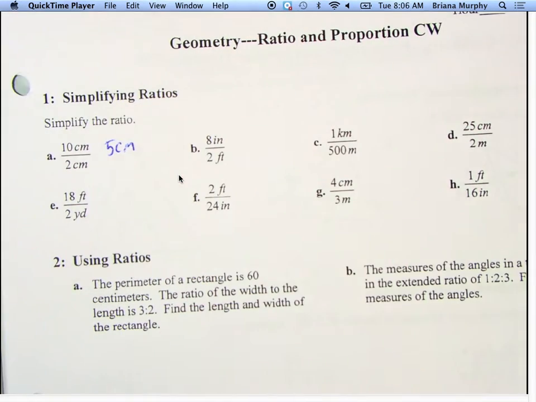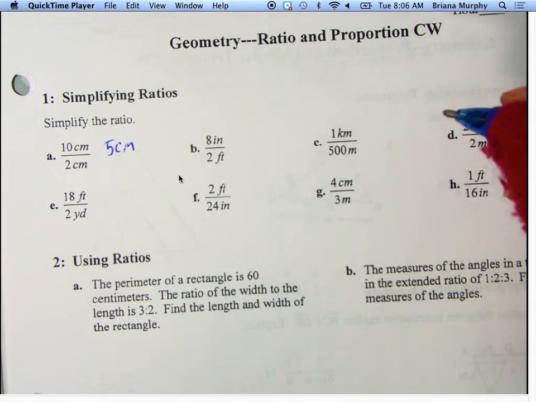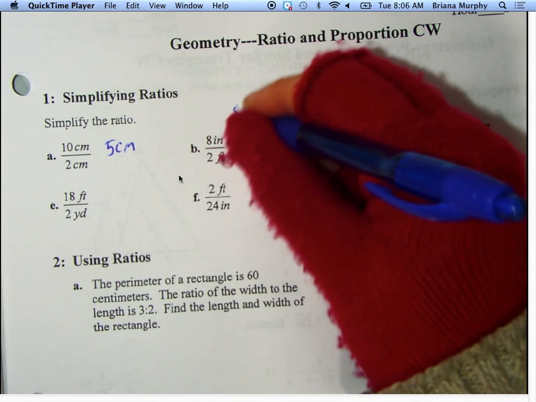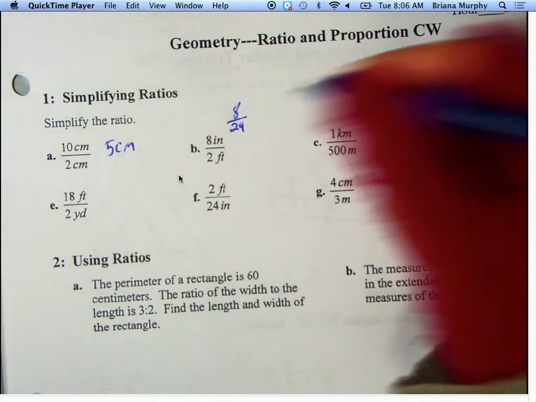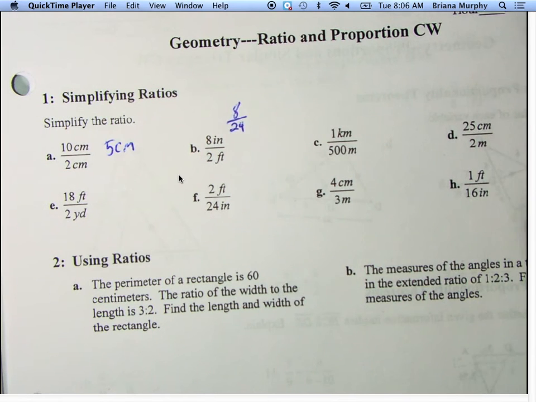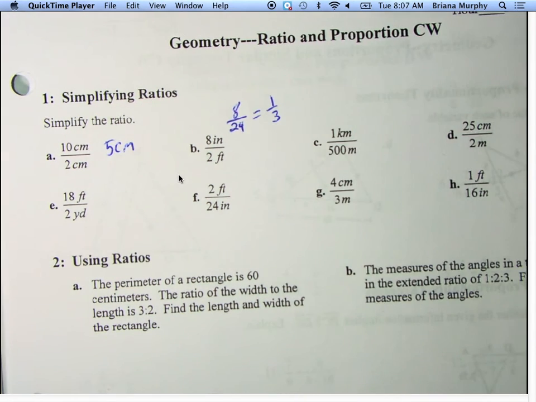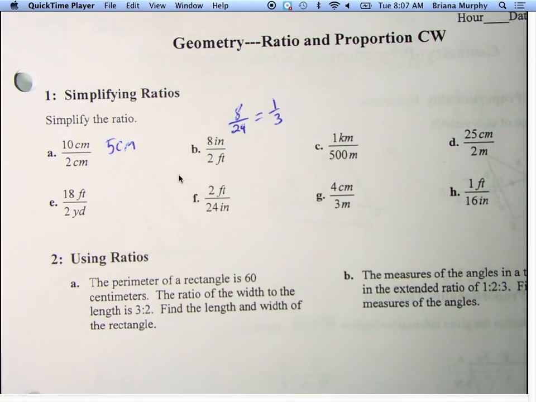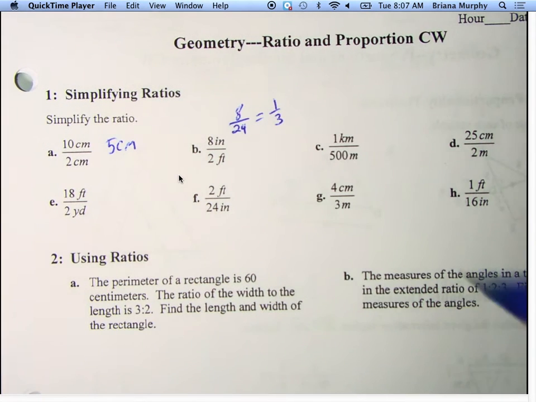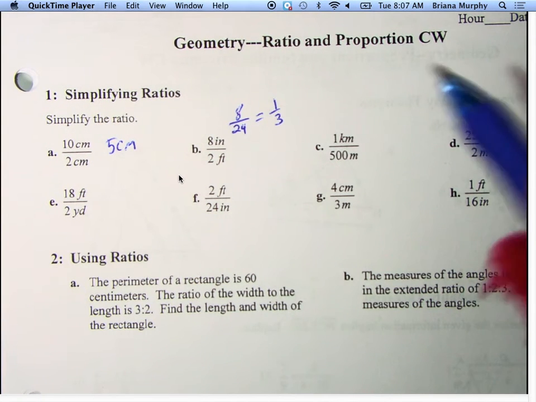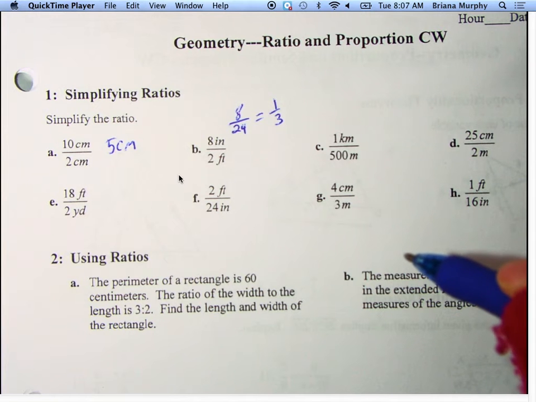Now we have 8 inches but 2 feet. So how many inches are in a foot? 12. So how many are 2 feet? So first we go 8 over 24, and we can reduce that to 1/3. Remember 3's on the bottom, because one's in inches, one's in feet, and they have to be in the same thing. So I converted feet to inches.